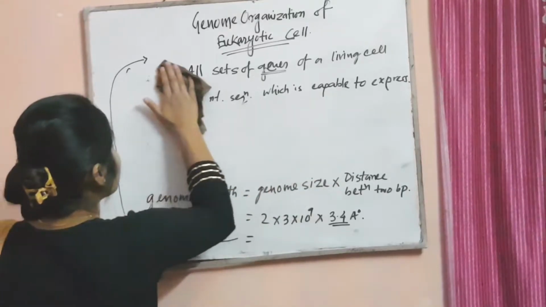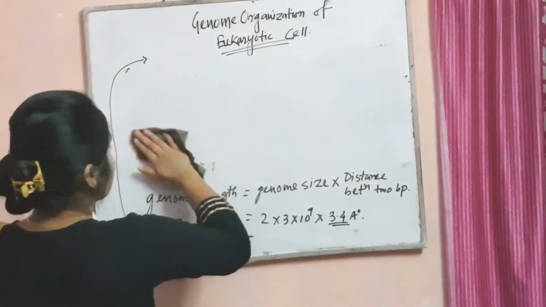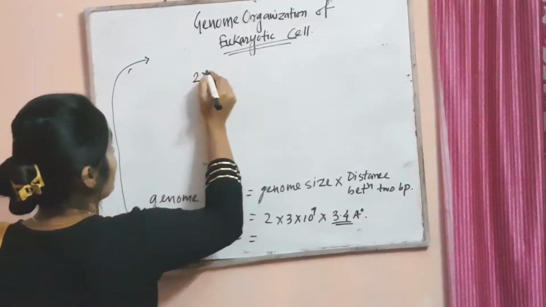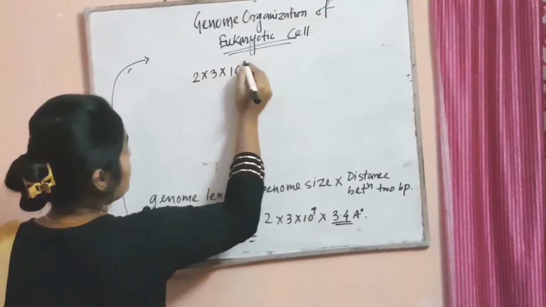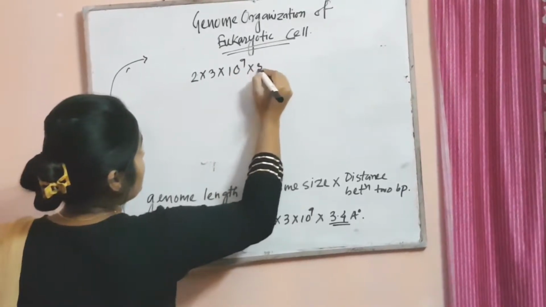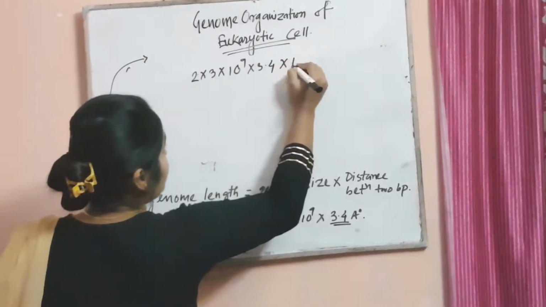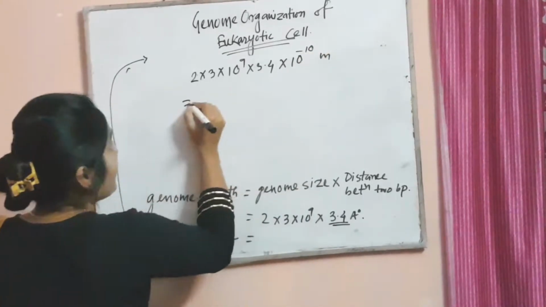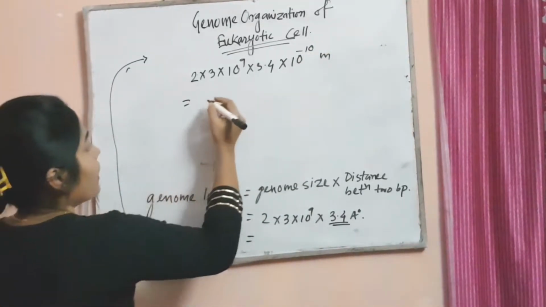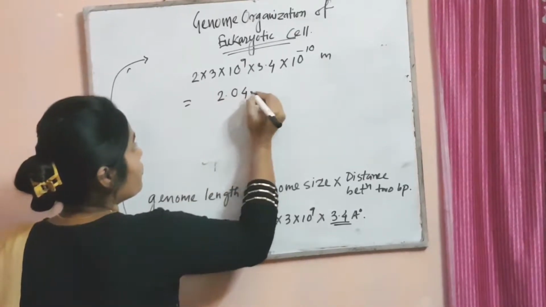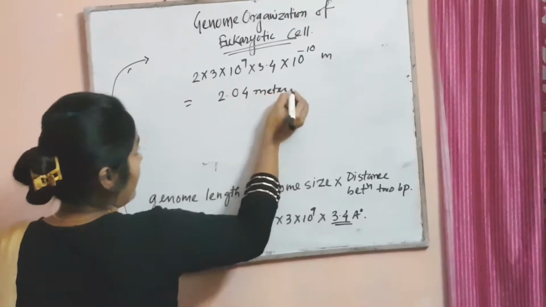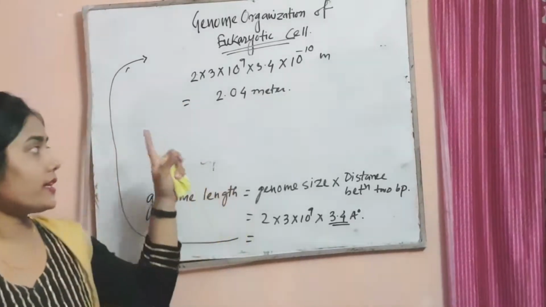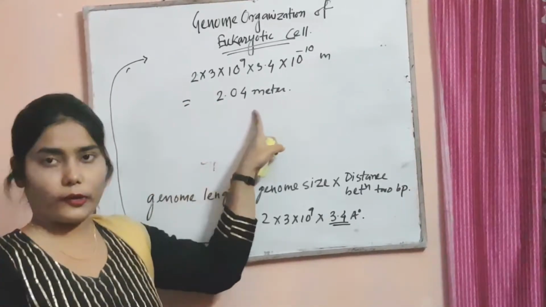Please students, complete all the notes. Then it will be 2 into 3 into 10 to the power 9 base pair, and then 3.4, and then 10 to the power minus 10 meter. And if we calculate this portion, it will be 2.04 meter. As we know, the total length of the genome in a human cell is 2.04 meter.